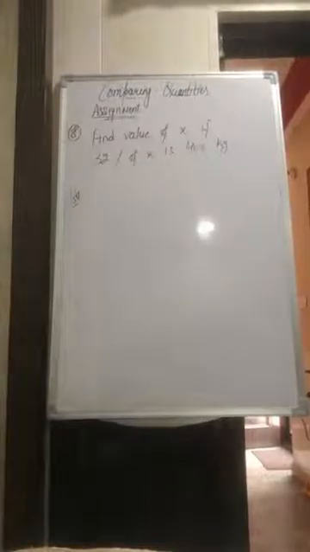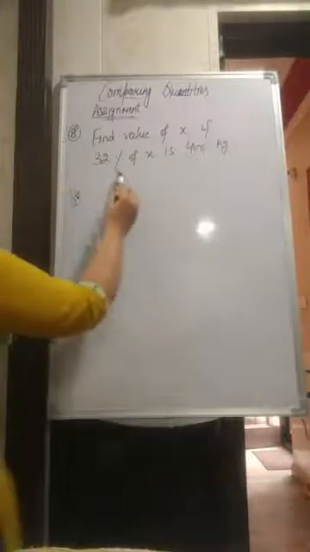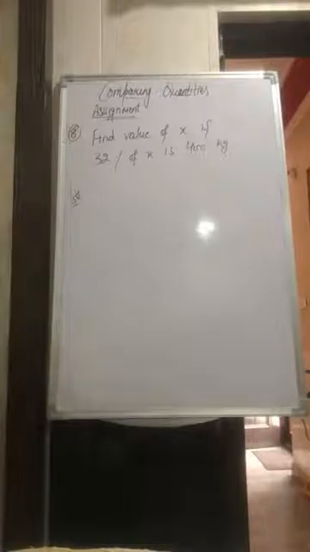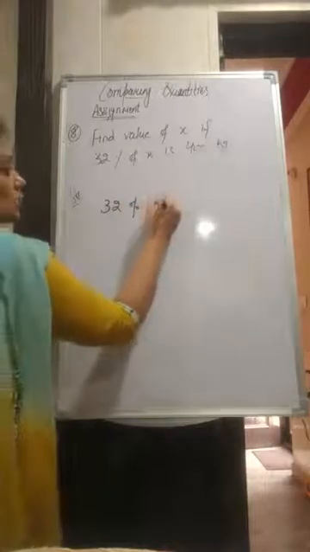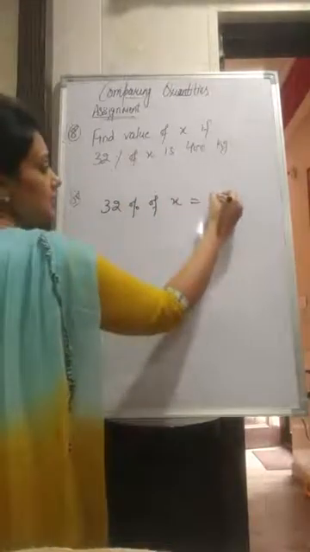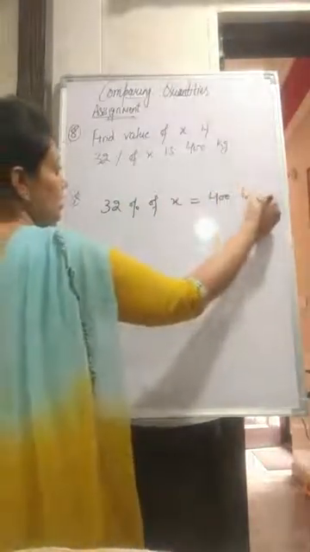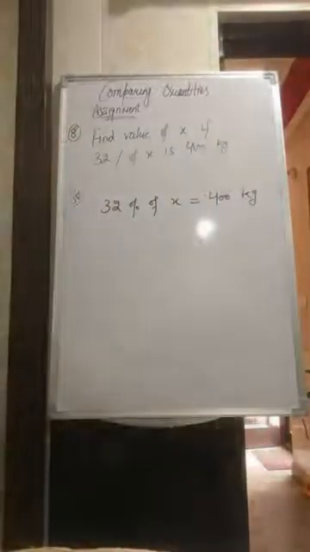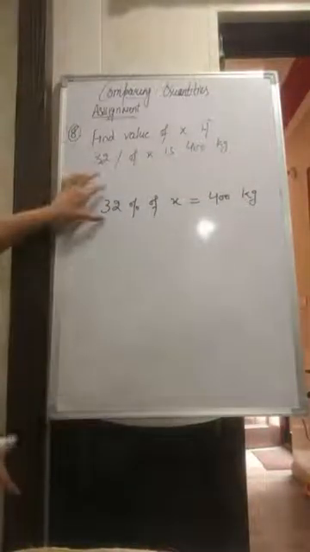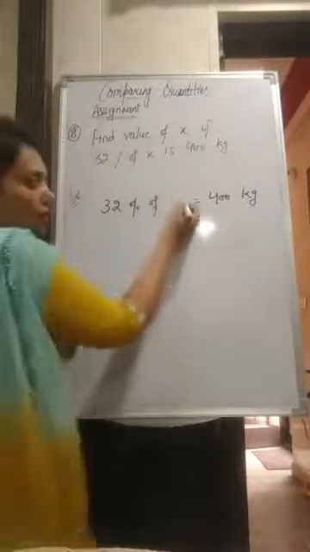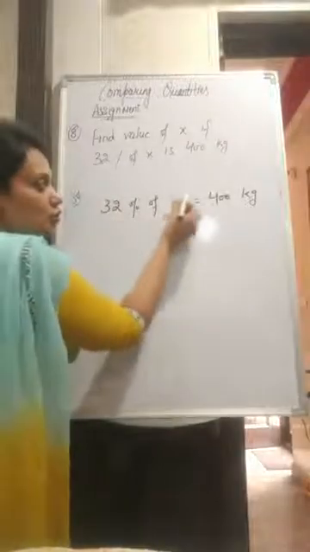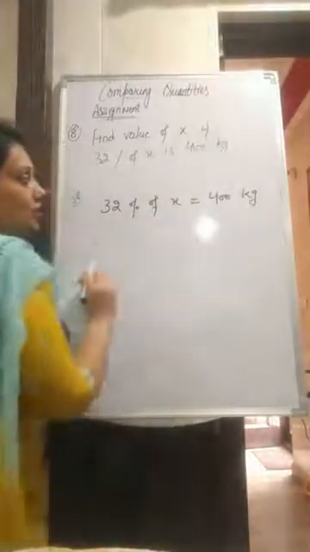Now students, see the next question. Question number 8. Find the value of x if 32% of x is 400 kg. What is given to us? 32% of x is 400 kg. We have to find the total, where x is any total quantity. 32% of the total quantity is 400 kg.